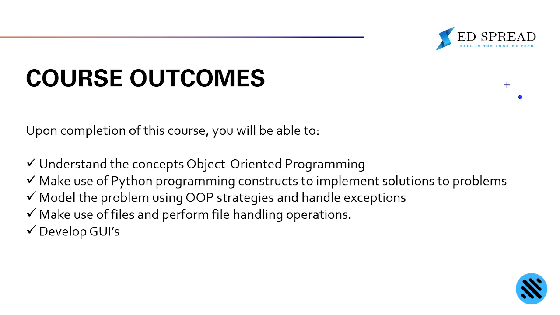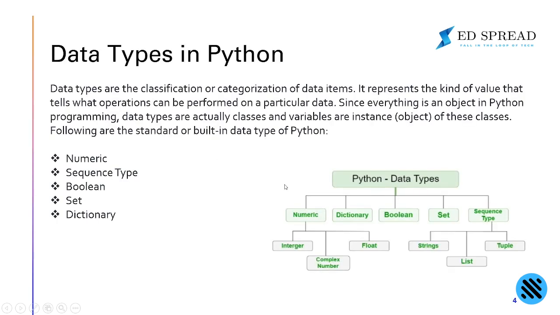So let us see what are the things which you need to learn, and these are the course outcomes. So understanding the concepts of OOP and many other things which we will be looking at in the further course. So let us see what is a data type in Python. Data types are the classification or categorization of data items.